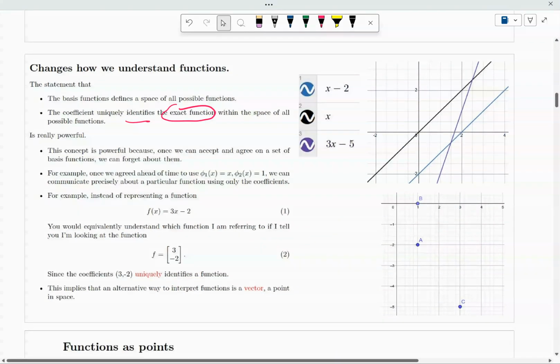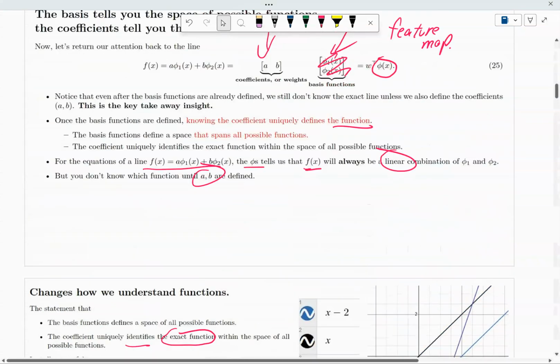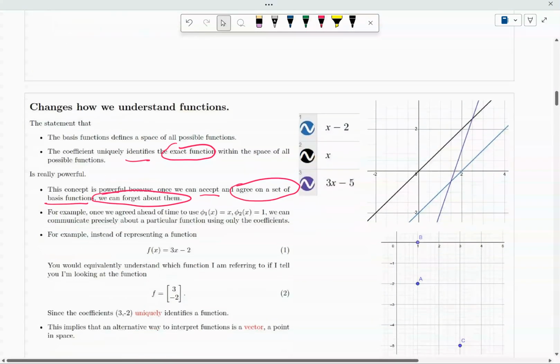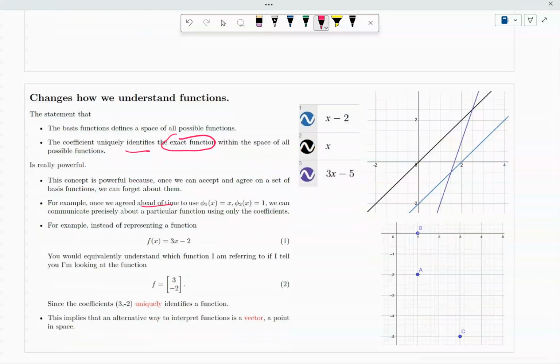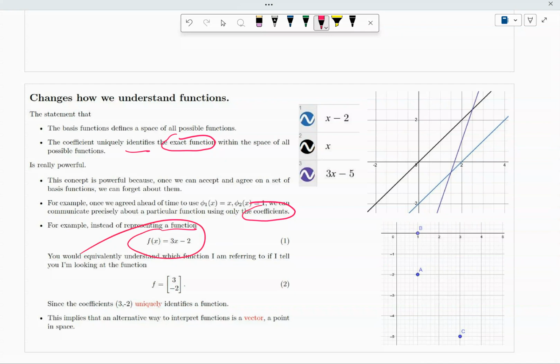Now, this is really, really powerful if you understand this concept and its implication. This is powerful because once we accept and agree on a set of basis functions, we can just forget about the basis functions. Once we know that these are the basis functions, we can agree on that. We simply don't need to talk about them anymore. We just need to talk about A and B. By knowing A and B, we know which function because the basis functions have been agreed upon. So once we agree to use, for example, phi 1, phi 2, like the equation of a line, we can communicate about functions using only coefficients. For example, instead of representing a function, previously we would say this is a function of a line.